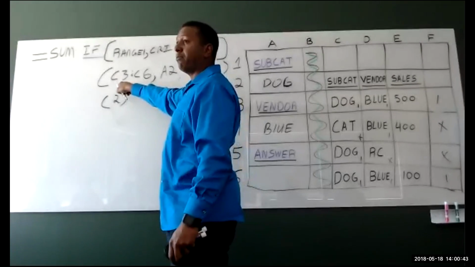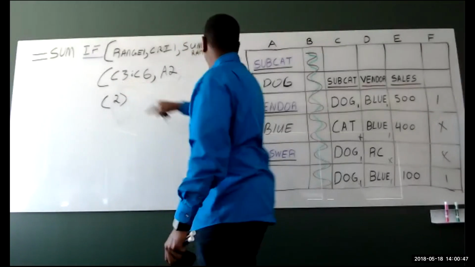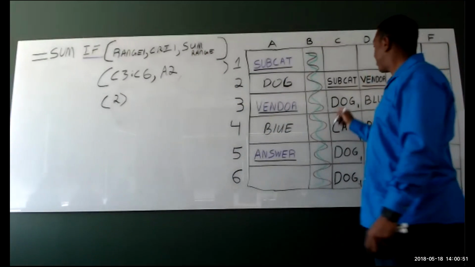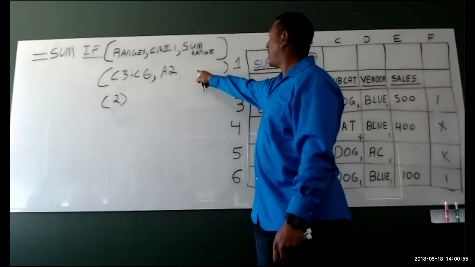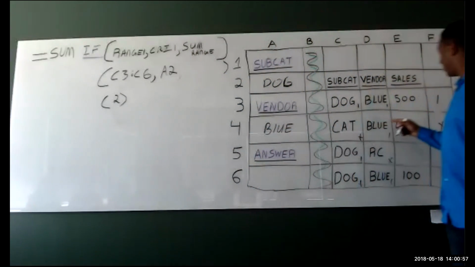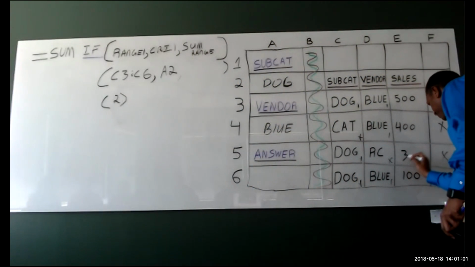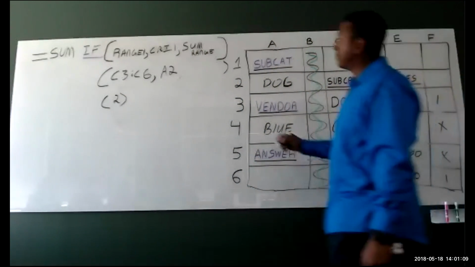So now I'm going to use the same range that we did in the count formula. Range C3 to C6, which is our category. The criteria that I want is dog. And this time, I'm asking it the sum range. The sum range that I want is the cells portion of it. Okay? So, I want E3 to E6.